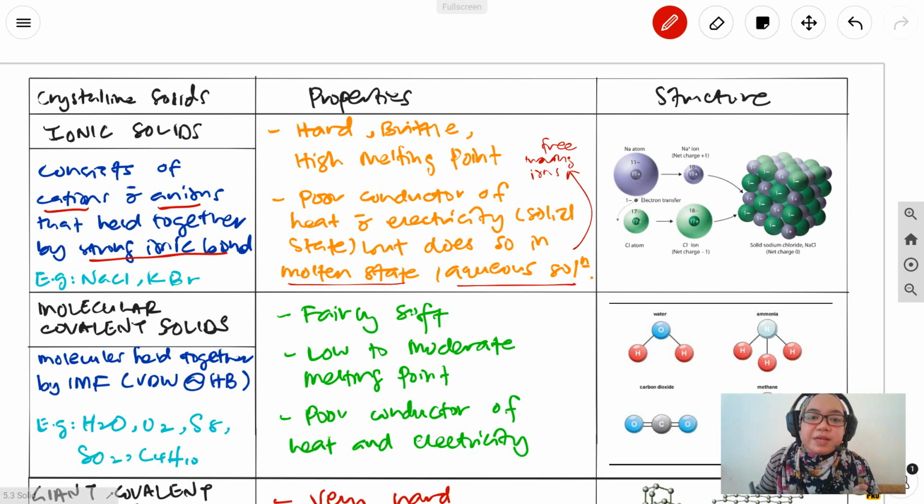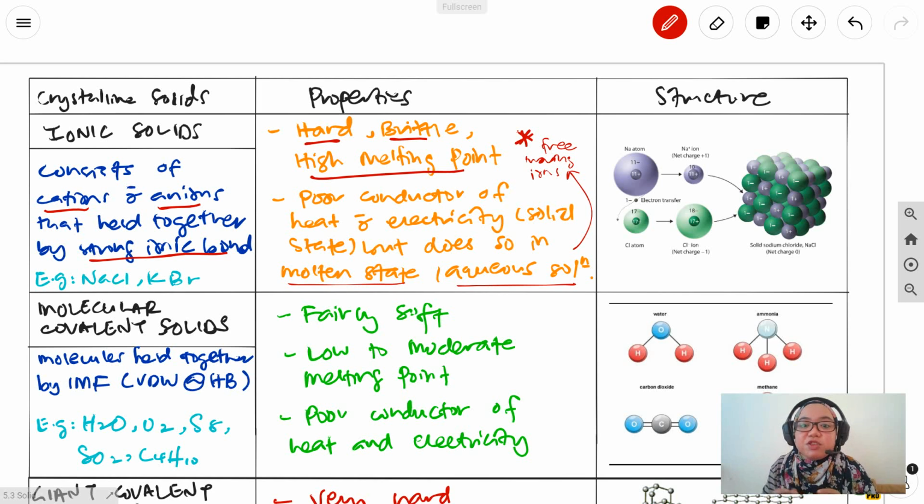Okay, let's look at the properties of ionic solid. So, ionic solid is hard and brittle and has a high melting point. However, it is a poor conductor of heat and electricity in a solid state, but it conducts electricity and heat in a molten state and aqueous solution because it has free moving ions. So, these free moving ions are able to transfer the electric charge or the heat from one part of the solid to another. So, that's why it can conduct electricity and heat in the molten state or aqueous solution.